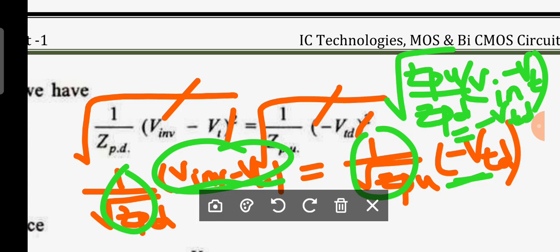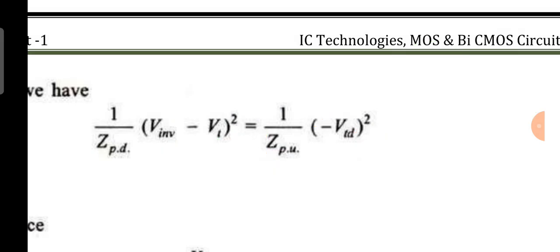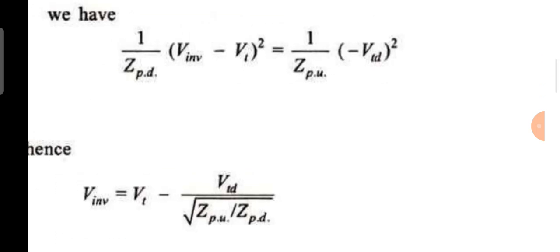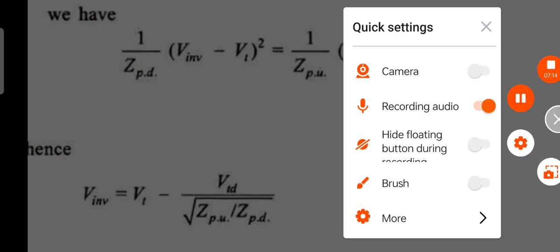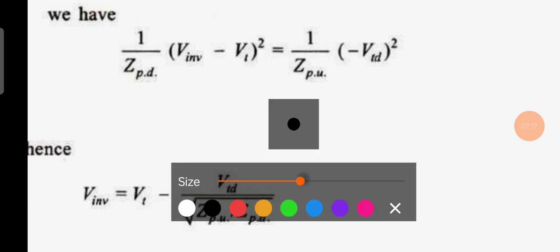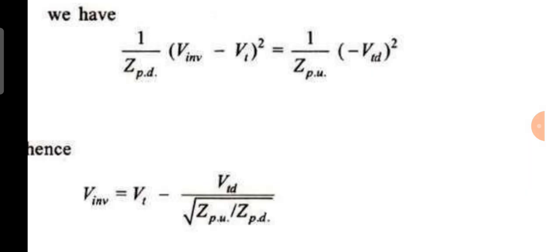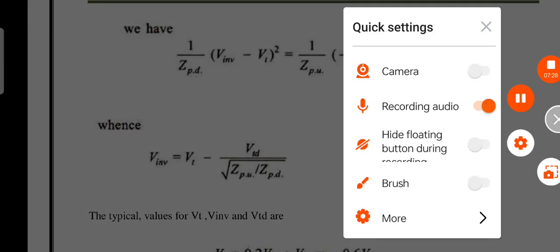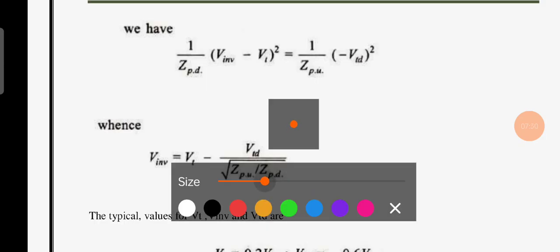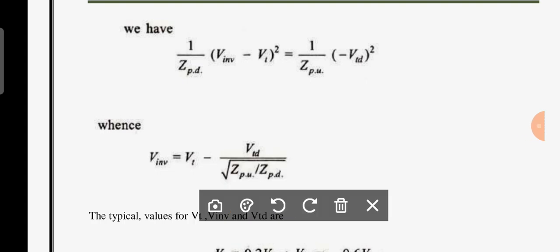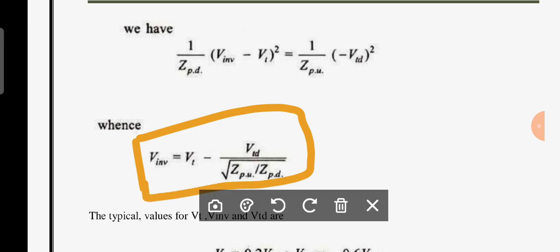Now you can take this entire term to this side. That means we are going to calculate V in here. Okay, you can observe that very carefully. Yeah, I will show in this manner. Now you are able to observe very clearly. Okay, see here, what is V inverting based on the above expression? Vt minus Vtd by ZPU upon ZPD. I hope you are clear, all of you.